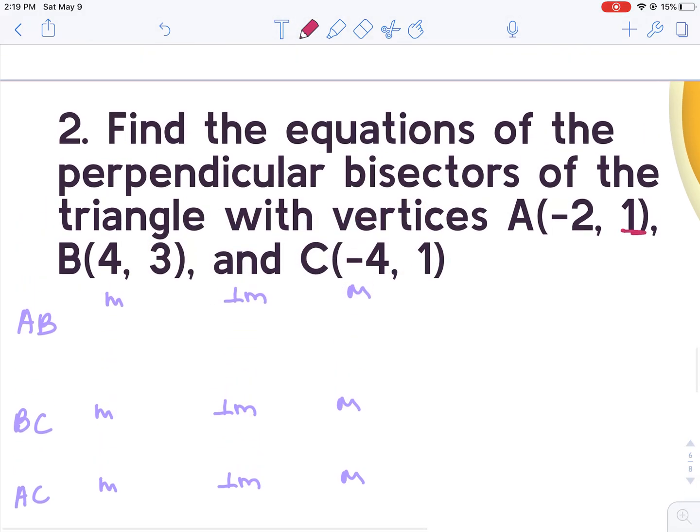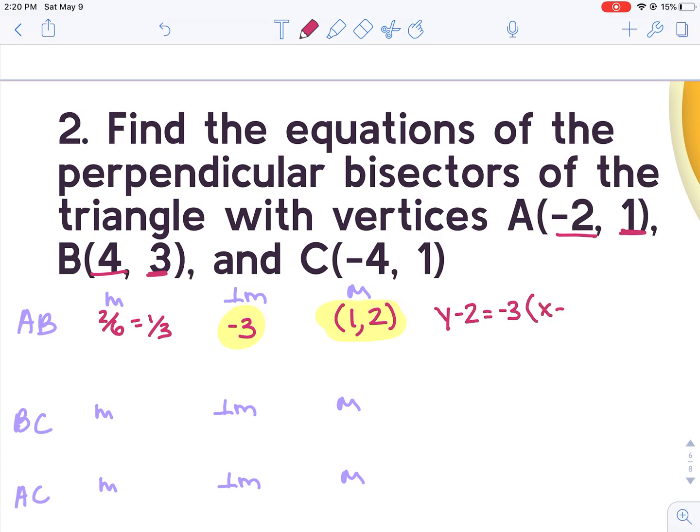So the slope from A to B, my y value is increasing by 2. My x value is increasing by 6. So that slope is 1/3. That means my perpendicular slope is negative 3. The midpoint then, 4 plus negative 2 is positive 2. Cut in half is 1. 1 plus 3 is 4. Cut in half is 2. I'm using my perpendicular slope and my midpoint. So I get y minus 2 equals negative 3 times x minus 1. I'll do the same thing for BC now.